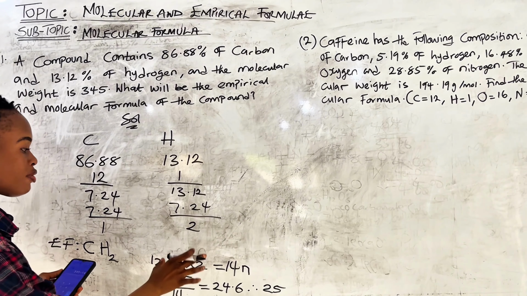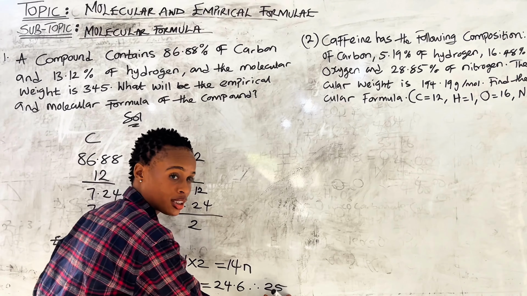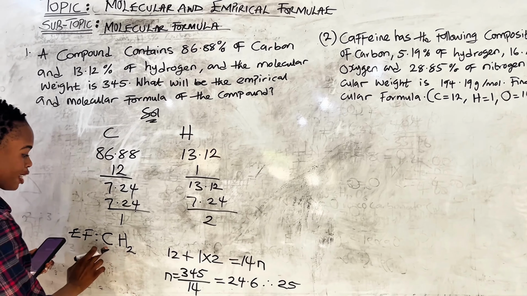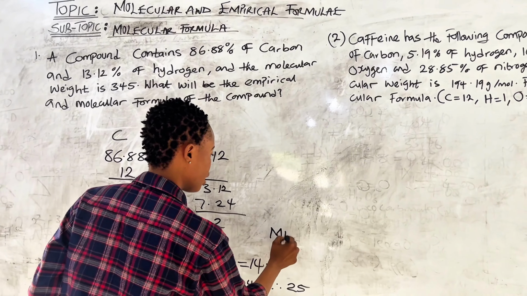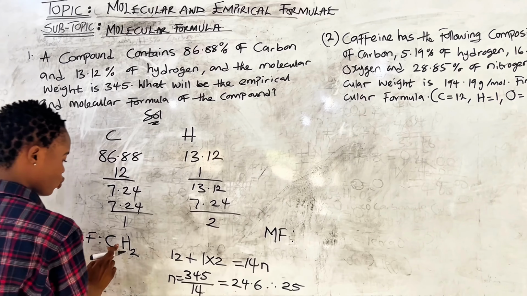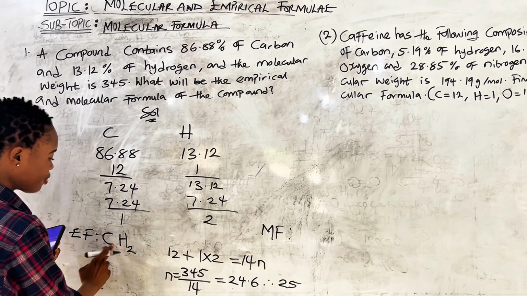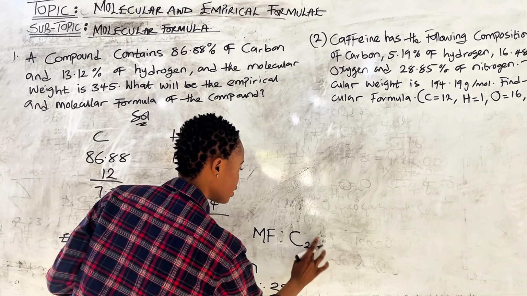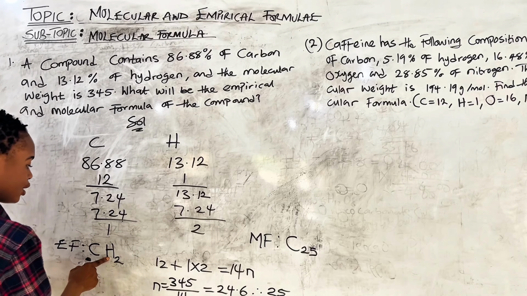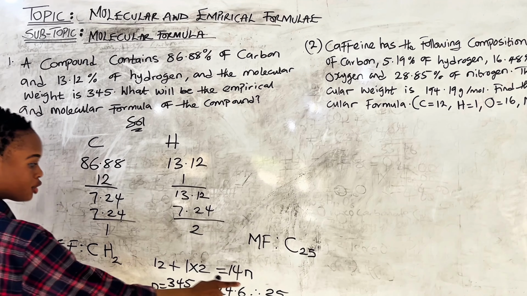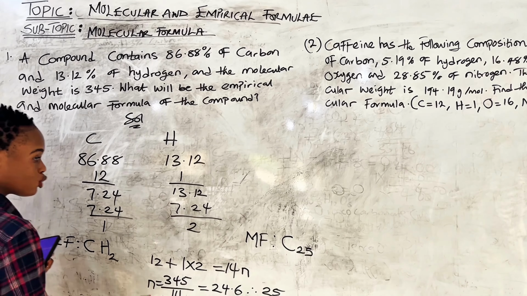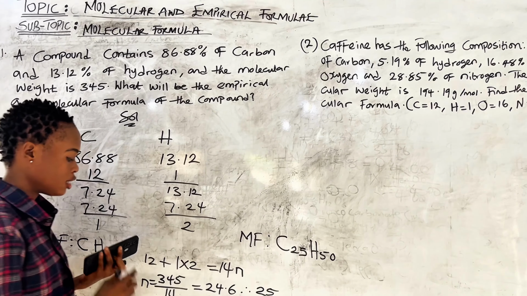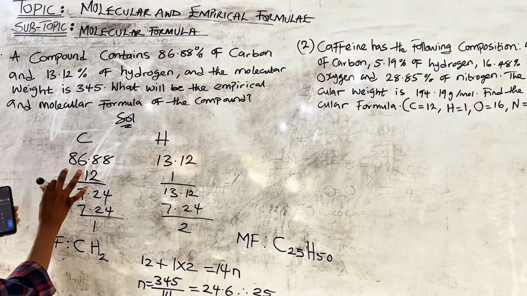So what are we using 25 to do? I'm going to use this 25 that you have gotten to multiply your empirical formula. So your molecular formula is equal to 25 times 1. Remember there's an invisible 1 here. So 25 times that 1 is 25. So C25, and then we have H2. So there is a 2 here. So I'm going to say 25 times 2. 25 times 2 is 50. So H50.